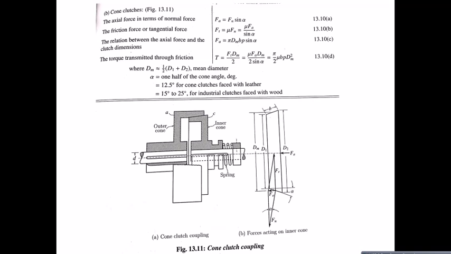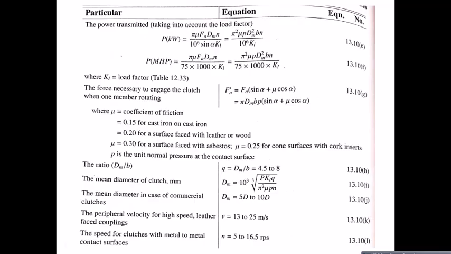Now, the torque transmitted through friction, that is the frictional torque, T equal to pi by 2 mu bp into dm square. Here dm is the mean diameter, based on the uniform wear theory. Alpha is 1/2 of the cone angle, in degrees. Normally 12.5 degrees for cone clutches faced with leather, and 15 to 25 degrees for industrial clutches faced with wood.